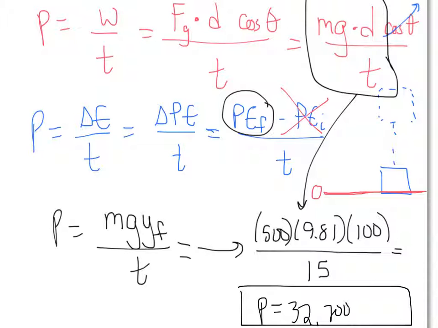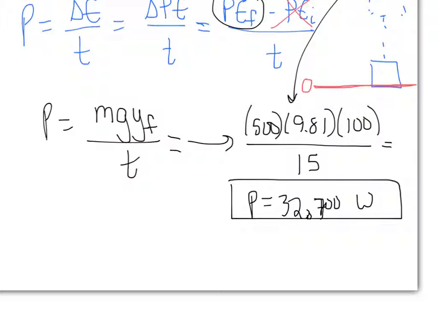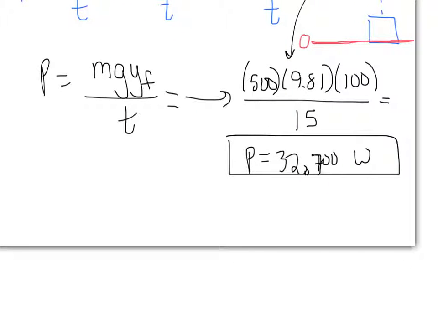32,700 watts. Now, I'm curious, would horses be able to lift people up at this rate for that distance? So let's take 32,700 watts and divide it by 745, because that's how many watts are in a horsepower. Let's convert this to horsepower by dividing by 745.7. Whatever. What do we get for power in horsepower? 43.89. So think about this for a sec, guys.